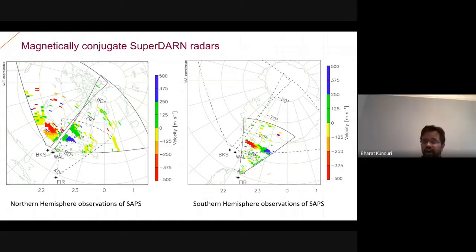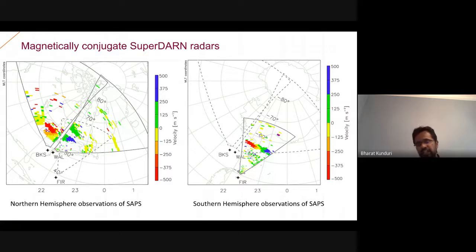So this event happened in August, so it's not a great summer or winter event, but this was the best we could get. Actually, Falkland Islands radars were, at least at that point in time, making a lot of measurements from ground scatter and not ionospheric scatter. So this was one of the rare SAPS events that we could identify.